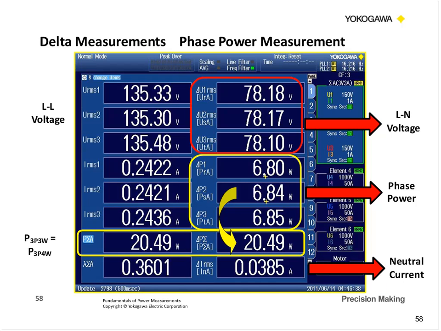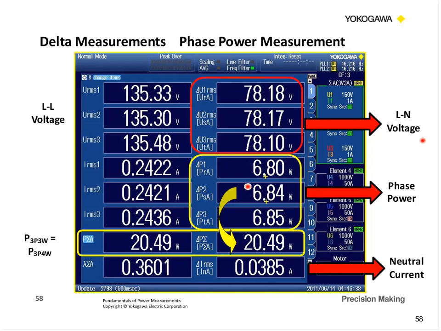Now, we do have a delta measurement function in some of our power analyzers where we hook this up with our line-to-line voltages. In this example, I had 135 volts line-to-line, and it's not a square root of 3 multiplier. It's actually an amplitude vector calculation in the CPUs. So if it's unbalanced, this is a true measurement of our line-to-neutral voltage.